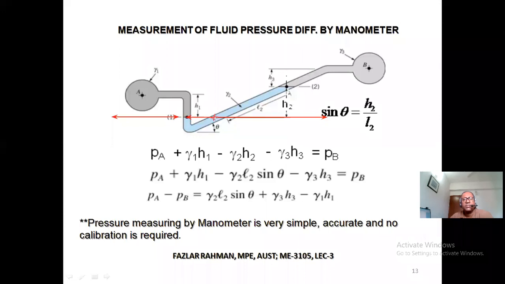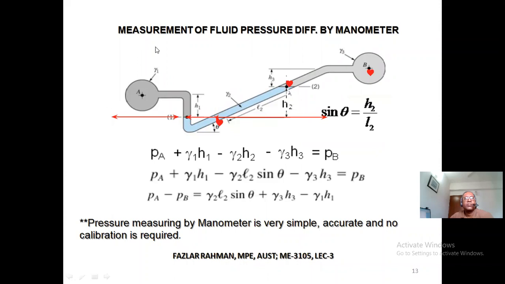Then figure out the pressure at this point. How can we figure it out? You see the vertical height between point B and point 2 is H3. And the vertical height from point 2 to this point, how can you figure it out? L2 is given, the length is given, and the angle theta is given. So you can use the triangle law, sine theta equals H2 by L2. So from there you figure out H2. So let's see how we can figure it out.